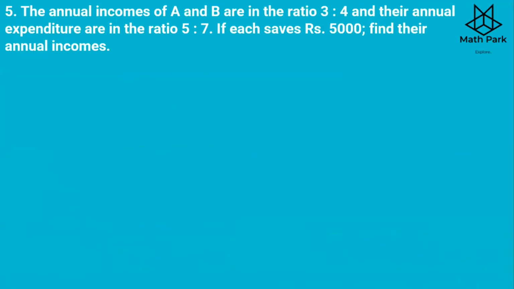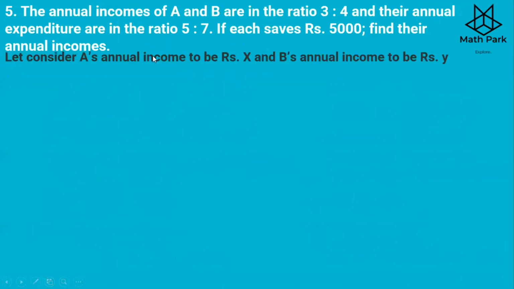The annual incomes of A and B are in the ratio 3:4, and their annual expenditures are in the ratio 5:7. If each saves rupees 5,000, find their annual incomes. So let A's annual income be x and B's annual income be y. Okay. Now what have they given? They have given the ratio of their incomes as 3:4.